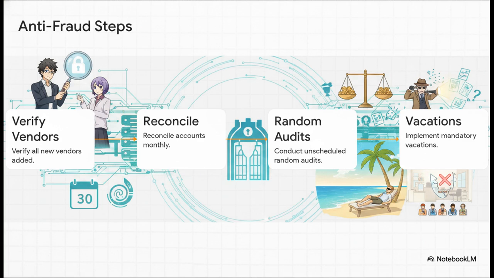Mandatory vacations. Seriously, a mandatory vacation is an incredible control mechanism. It completely interrupts long-term schemes because the fraudster just can't maintain their cover-up while they're on a beach somewhere. While they are gone, a cross-trained employee takes over and boom, the ongoing fraud is suddenly and dramatically exposed.